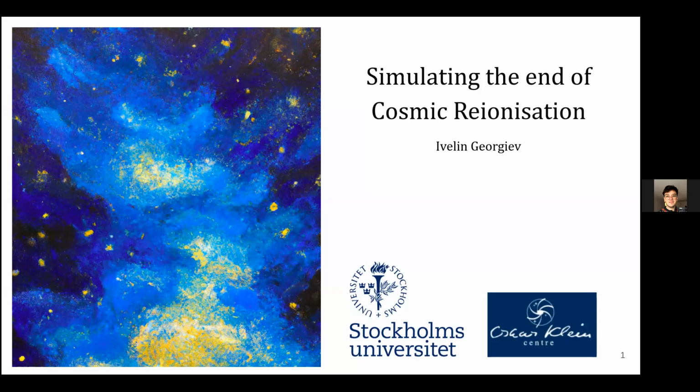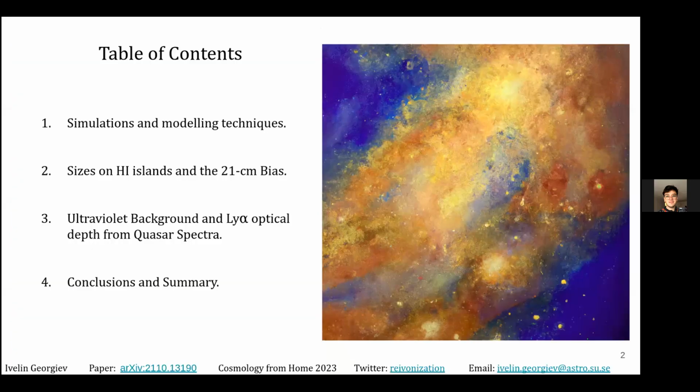Today I'm going to talk about one of the projects that I've been working on, which is simulating the end of cosmic reionization. A brief table of contents. I'm going to introduce what the epoch of reionization is and then talk about different simulations and modeling techniques. Then I will discuss different types of statistics that we can perform on this simulated data, primarily neutral islands and their sizes, and studies of the 21 centimeter bias.